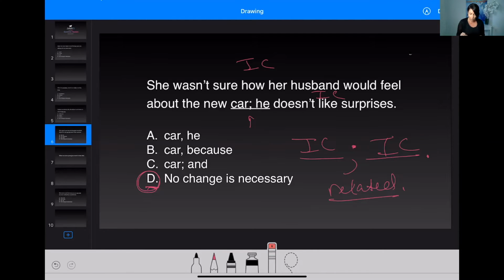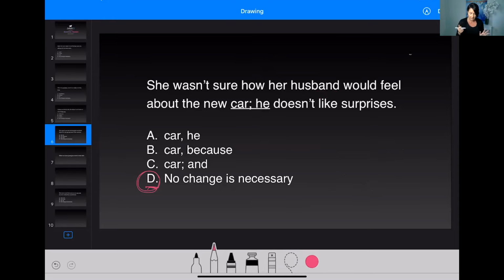Now, let's talk about why the other ones are incorrect, because I think that's a really powerful lesson when we're talking about tests, so you can immediately eliminate. First of all, this right here, if you just had the car and then he doesn't like surprises, that's called a comma splice. And it's incorrect. It makes it a run-on sentence.